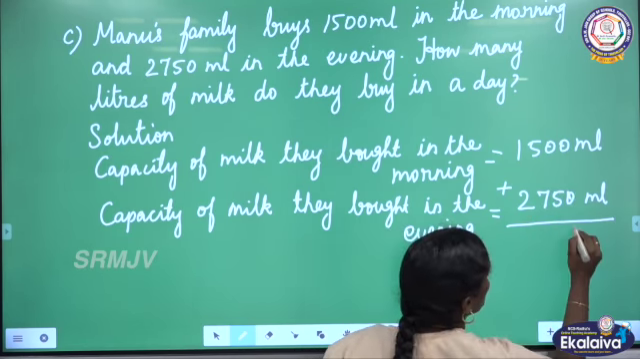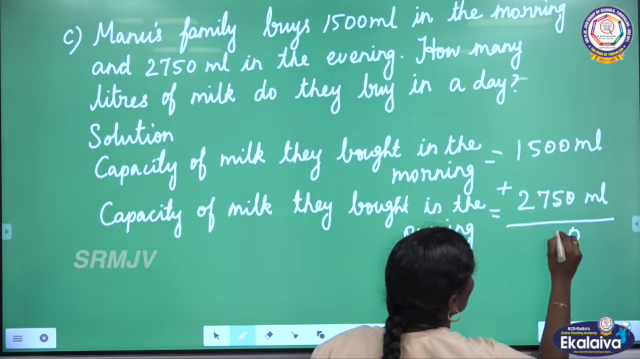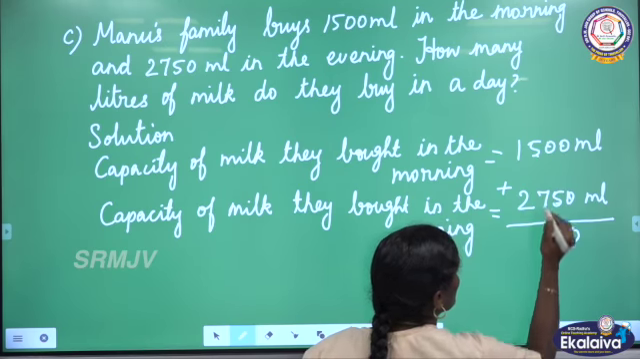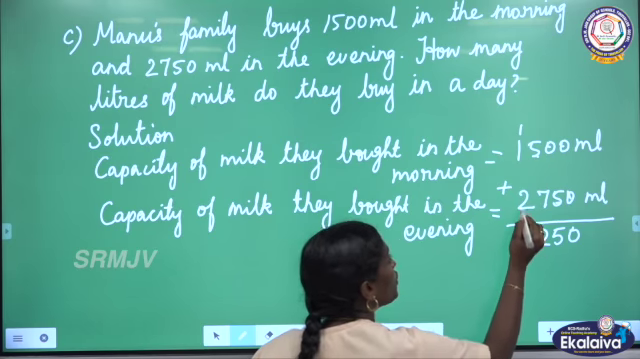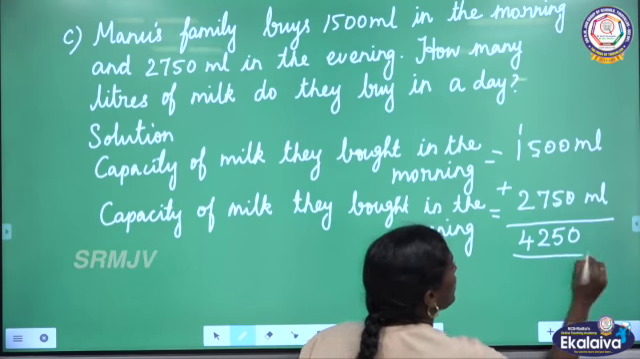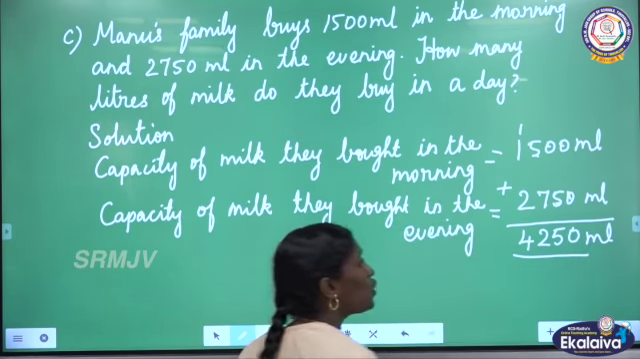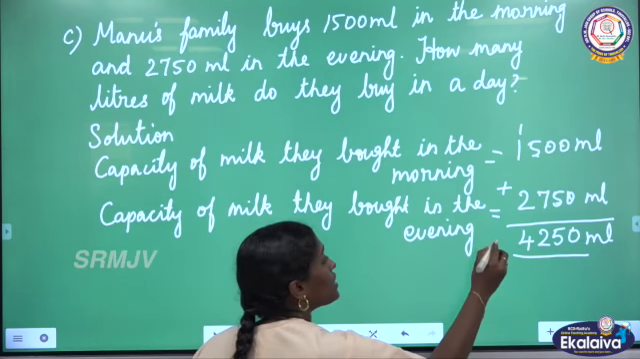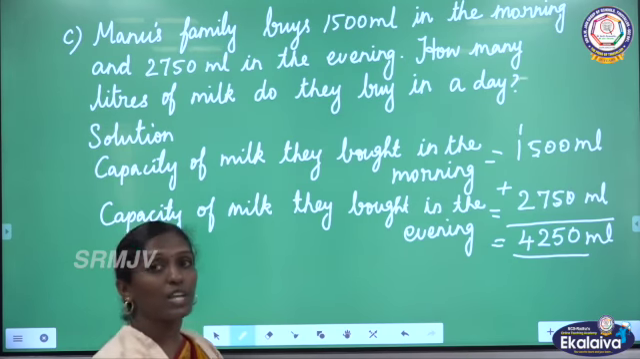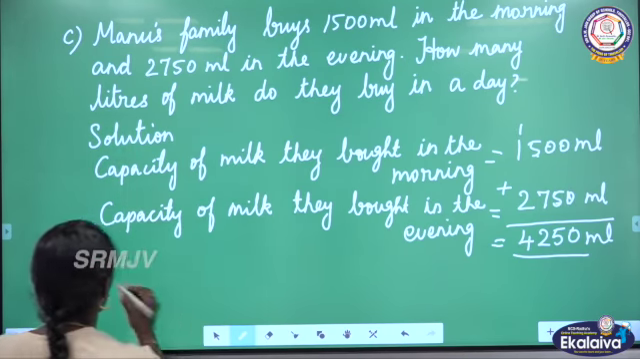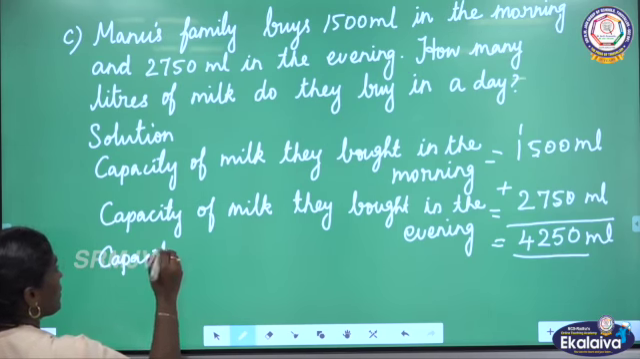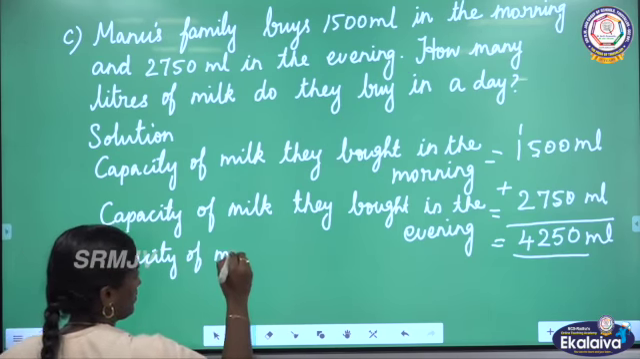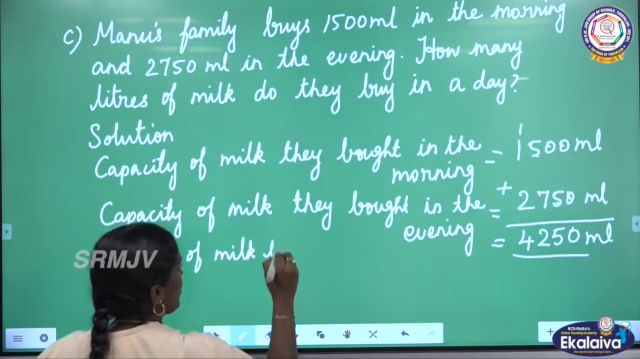Here 0 plus 0, 0. 0 plus 5, 5. 5 plus 7, 12. 2 here, 1 carry over. 1 plus 1, 2. 2 plus 2, 4. So 4250 milliliter. This is the capacity of milk they bought in a day.